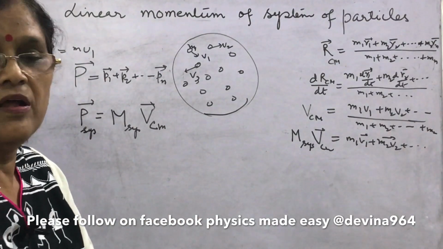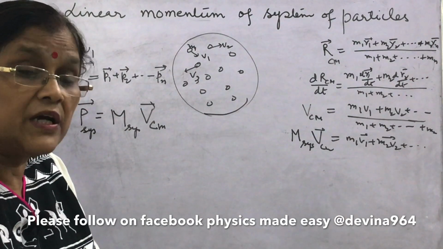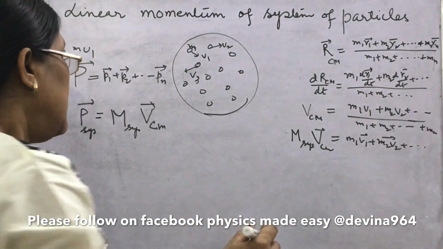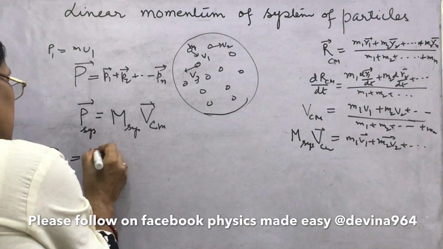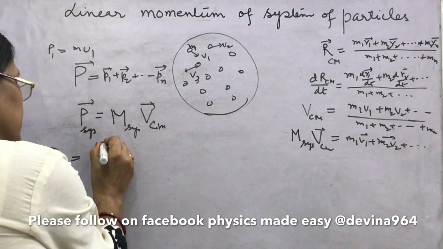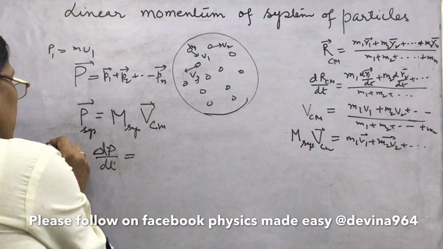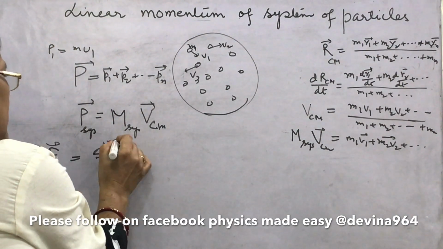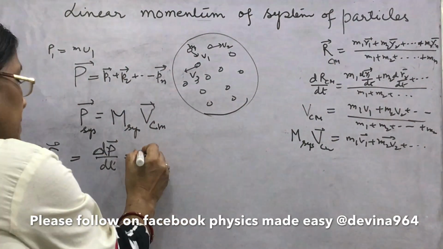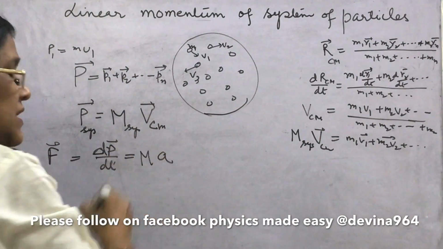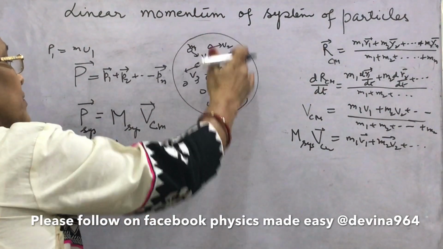Okay. Now what does the second law say? Newton's second law. We have read that Newton's second law says that F equals dp by dt, the rate of change of momentum is force, it is a vector everywhere. It is also mass of the object into acceleration. How will you apply this to the system of particles?